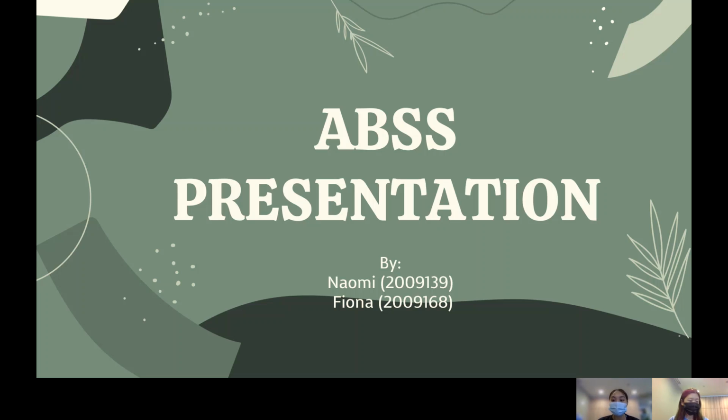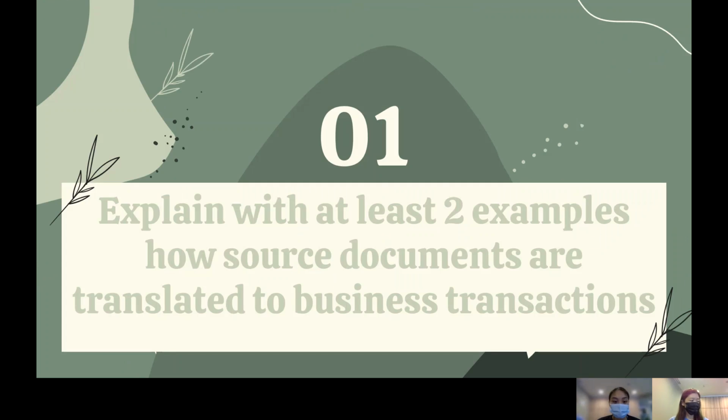So firstly, the question that I chose was, explain with at least 2 examples how source documents are translated to business transactions. Firstly, source documents are essential parts of bookkeeping as they provide evidence that a transaction has occurred. Ultimately, source documents are needed to analyze our financial statements like profit or loss and financial position to determine whether the company is doing well or close to bankruptcy.